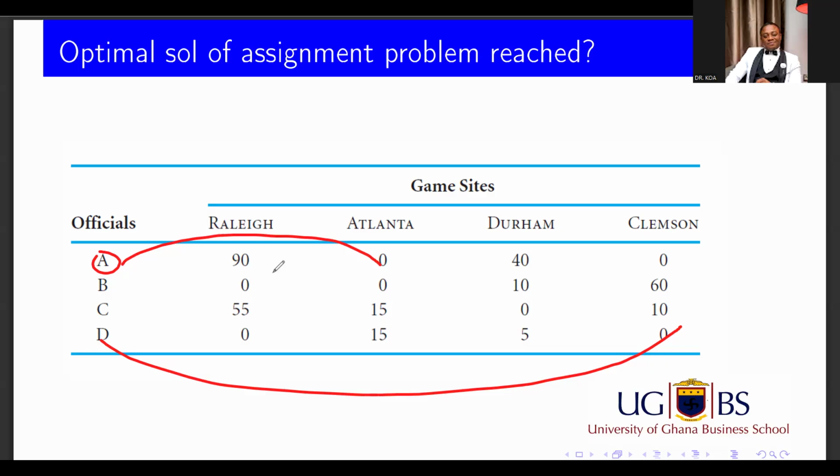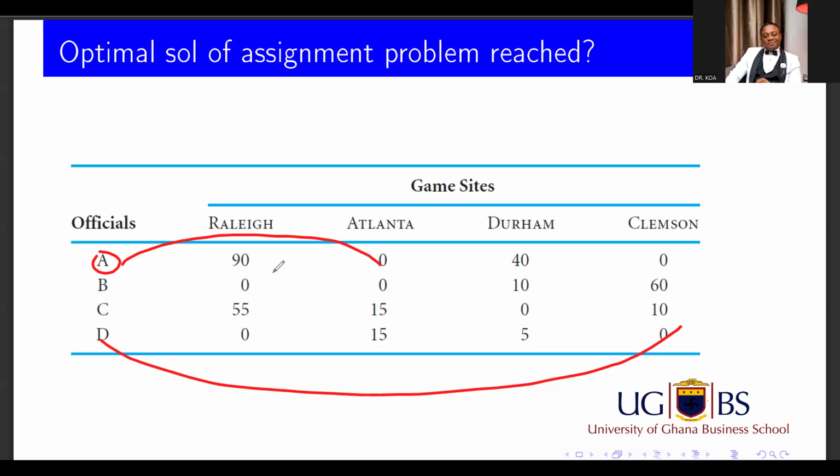And then B to where? And then B can go to either Atlanta. You can't go to Atlanta. Yeah, B can. Because you've assigned it. No, Doc, I haven't assigned Atlanta. I assigned Clemson and Raleigh. So it's left with Atlanta and then Durham. That's Clemson and Durham. Okay.